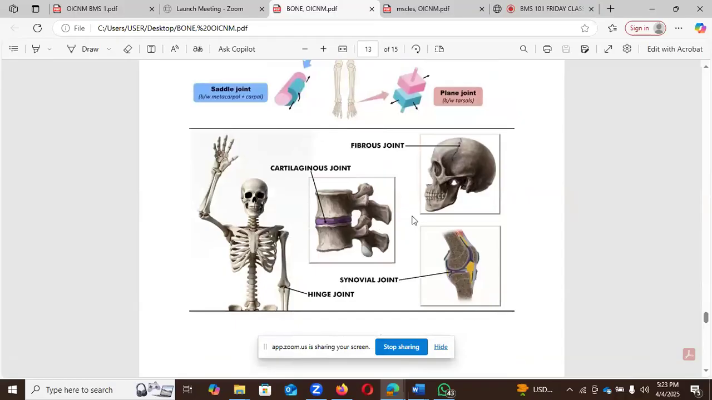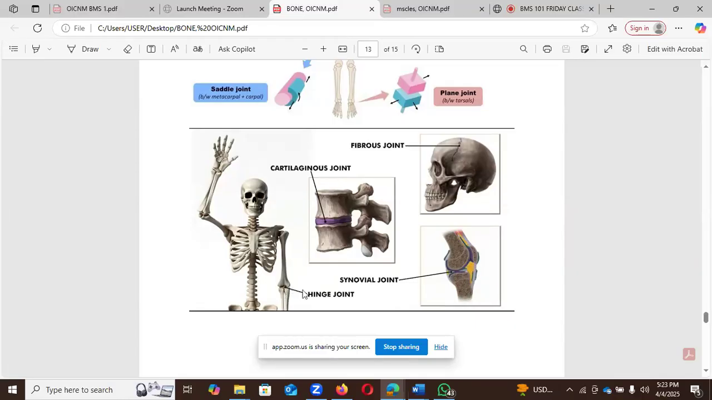Okay, so these are the broader joints. Again, I'm repeating it with this diagram. Fibrous joint is found in the head. You can see this is the coronal suture, which forms the fibrous joint. The cartilaginous joint can be found in the vertebral column. The mobile joint, the synovial joint, can be found in the elbow.